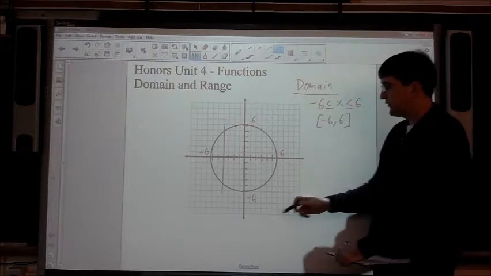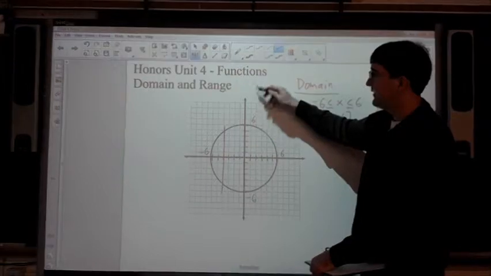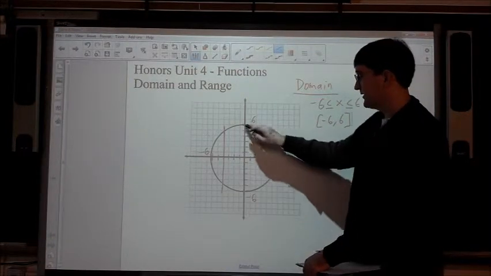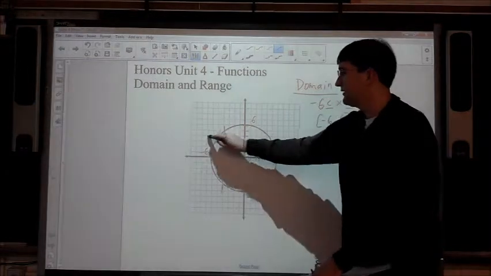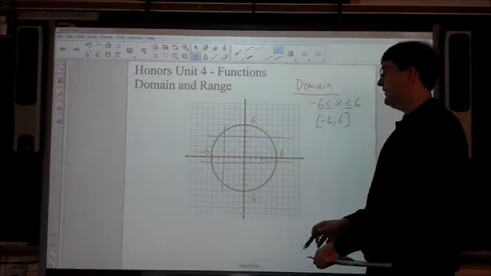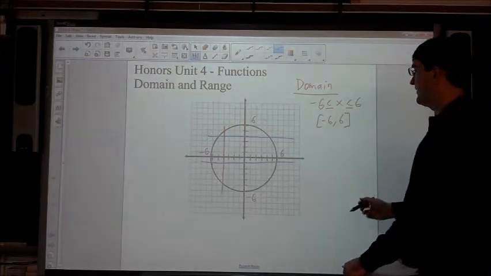For the range, it's exactly the same. I don't have any values for y less than negative 6. I don't have any values for y greater than 6. But I do have a value for x that corresponds to every value for y. You draw a horizontal line there. You draw a horizontal line there. Every value for y between negative 6 and 6 has a corresponding x value.